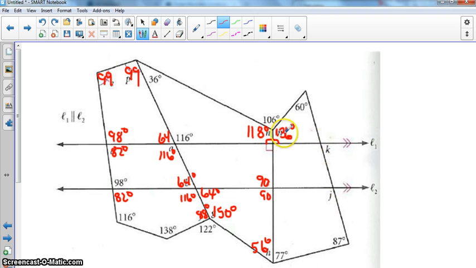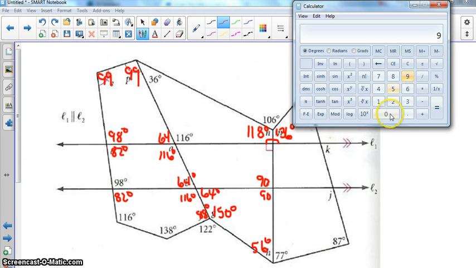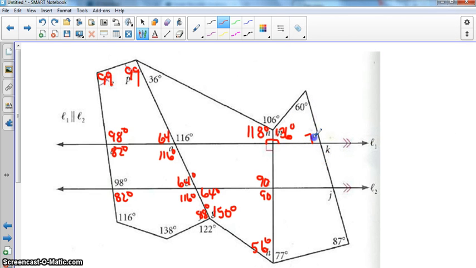So if we take 90 plus 136 plus 60, 90 plus 60 is 150. 150 plus 138 is 280, or 136, excuse me. Let's just do this. 90 plus 60 plus 136 add up to 286. It's a quadrilateral. The sum is really 360. So I'm going to take that total from 360 and we'll get 74. So we know that this angle is 74, therefore K is 74.